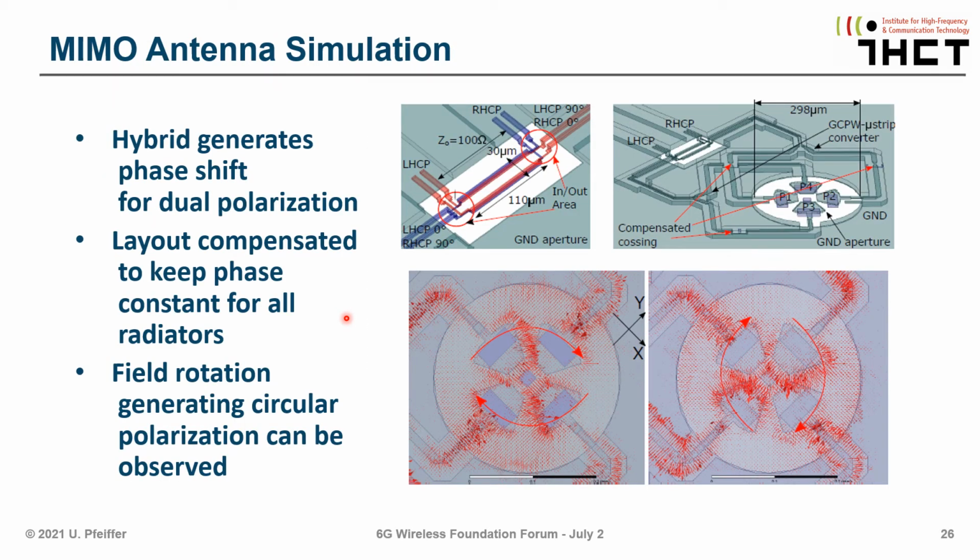Now in this slide you see some of our MIMO antenna simulation setups. We're using HFSS to do a full wave simulation of the antenna structure, including the feeding hybrids. And the layout, of course, needs to be compensated to keep the phase constant over all radiators. And that kind of is a co-design of the coupling structures as well as the antenna feeds. You can also observe the field rotation, which generates the circular polarization radiation.